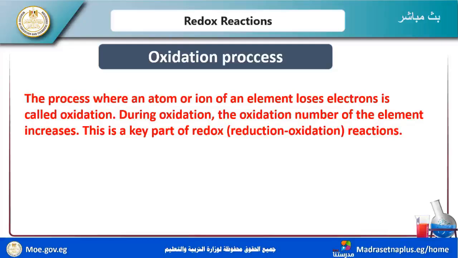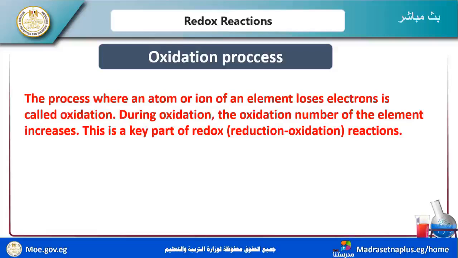Oxidation process means the process where an atom or ion of an element loses one or more electrons. If the atom or ion loses one or more electrons, we say it is oxidized. The process where an atom or ion of an element loses electrons is called oxidation.